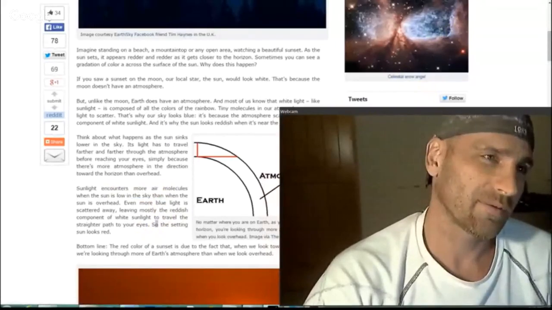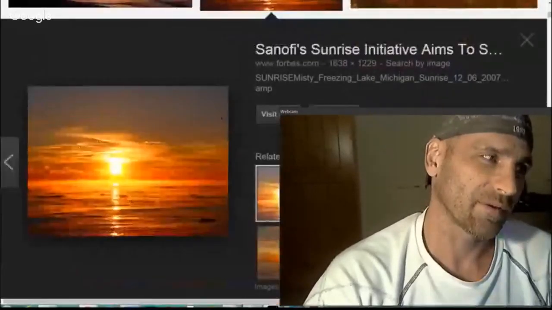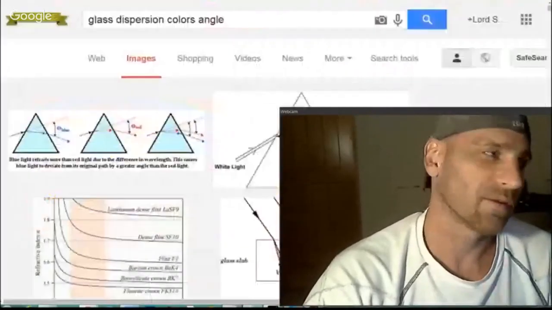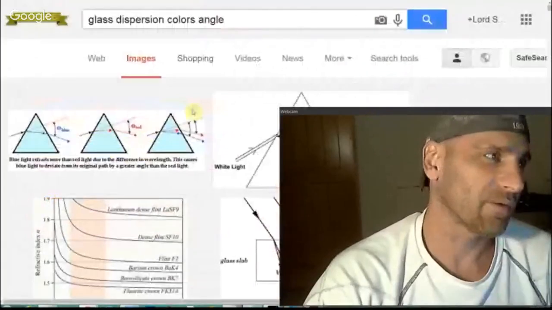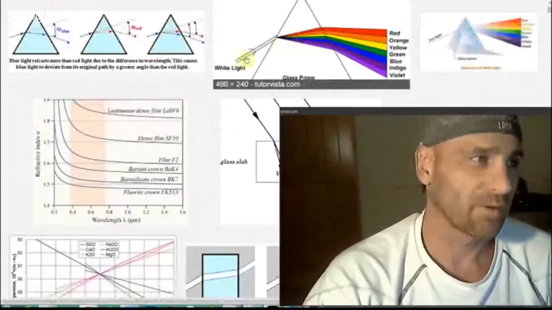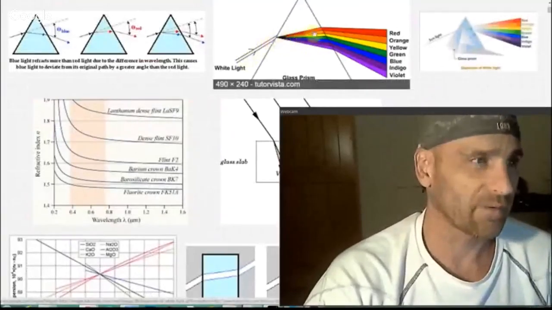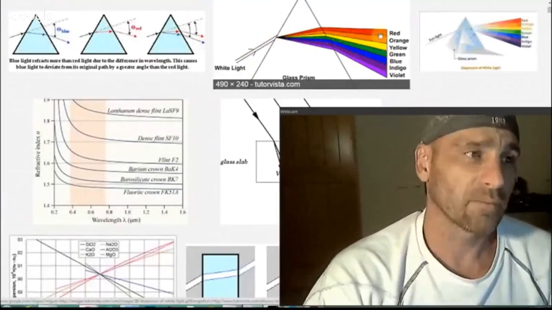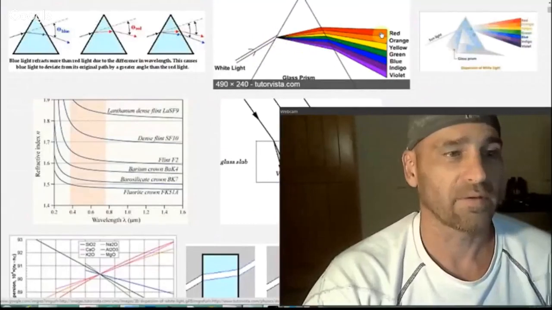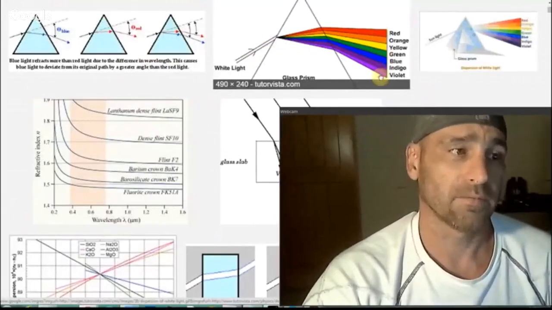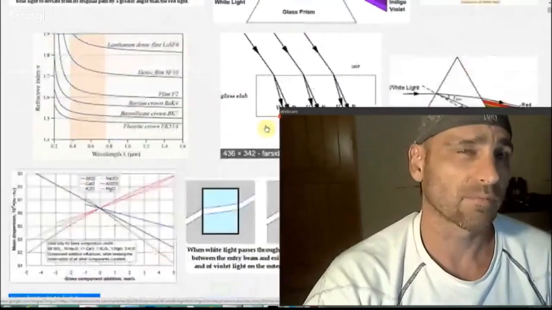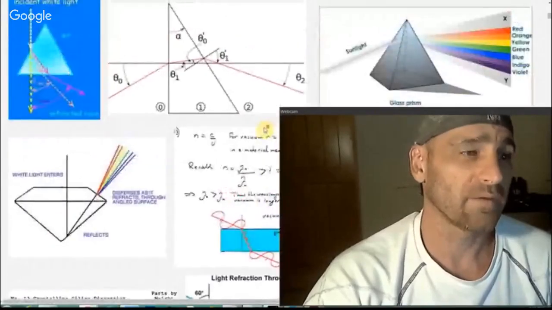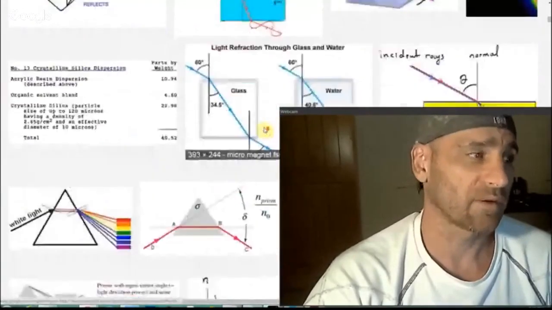What I'd like to do is demonstrate. Here's a nice, beautiful sunrise, a reddish sky. Let's look at glass dispersion colors. I've seen this image before. White light passes through a glass and it gets dispersed into the spectrum. Red is the least refracted color. Violet is the most refracted. Keep that in mind. Red is the least refracted color.